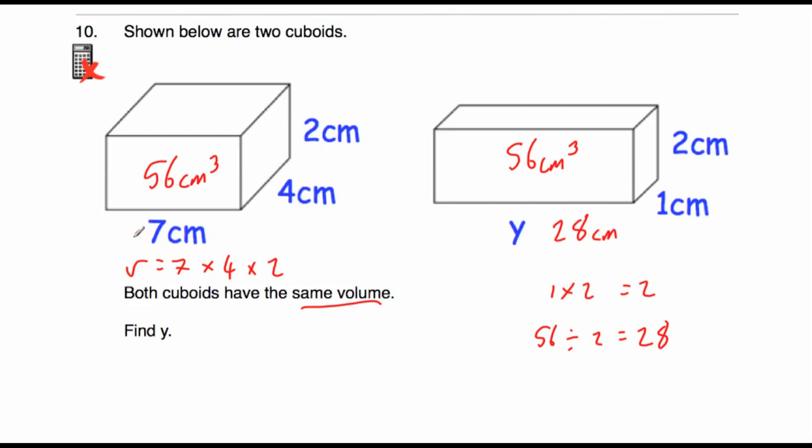Centimetres. And that's it. Let's just check it. 7 times 4 is 28, times 2 is 56. 28 multiplied by 1 is 28, times 2 is also equal to 56. So our y, the length of this cuboid, would be 28 centimetres. And that's it.